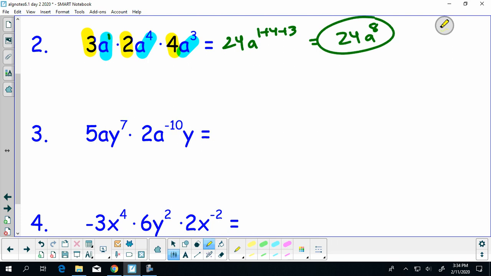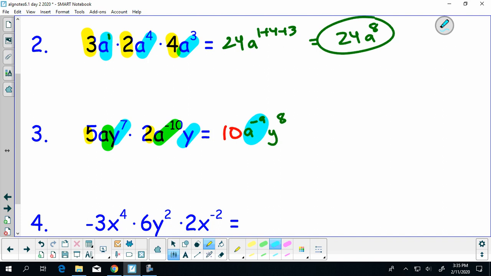Number 3, same thing. I'm multiplying the 5 and the 2 together. That's 10. I'm multiplying the a's together. So a to the 1st and a to the negative 10 would be a to the negative 9. He's unhappy. I'm going to move him. And then those y's, y to the 7 and y to the 1st would be y to the 8th.